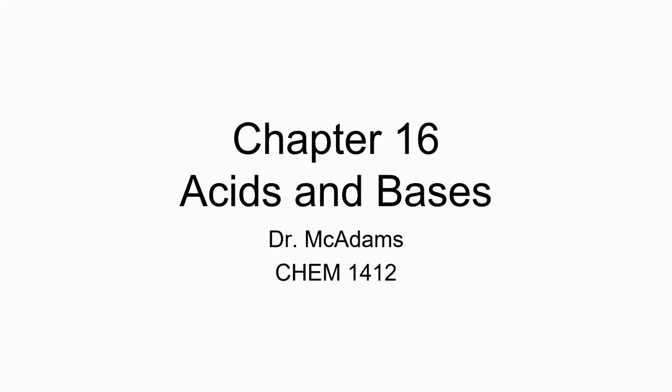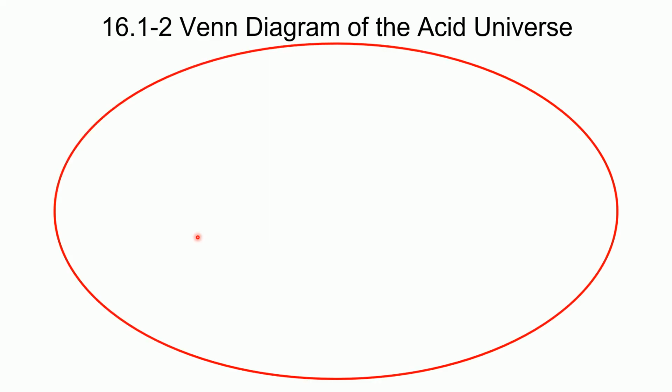So we'll start here with acids and bases, which is the whole point of Chapter 16. We're going to start with definitions for acids and bases. To do that, I'm going to show you a Venn diagram of the acid universe, as I like to call it. All the things that you could call an acid would fit in this big red oval.